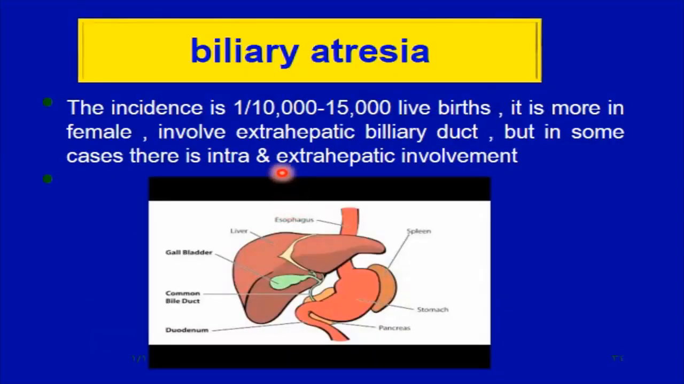Now we talk about biliary atresia. The incidence is 1 in 10,000 to 15,000 live births. It is more in females and involves the extrahepatic biliary duct, but in some cases there is both intra and extrahepatic biliary tract involvement, and you can see here the bile duct. Here the atresia can occur. It may be atretic, so there is no passage of bile to the GIT.